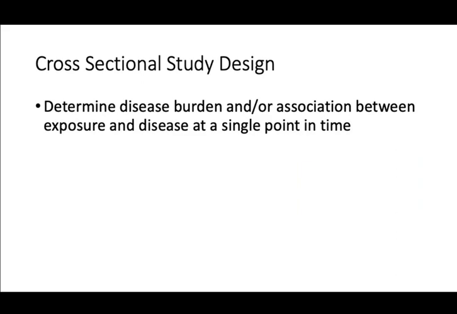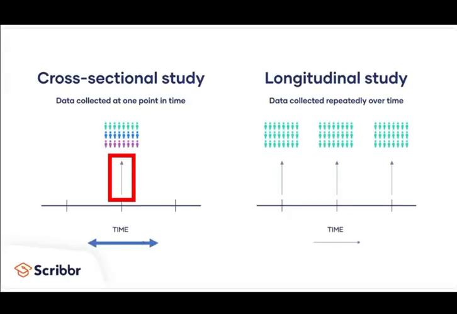First is the cross-sectional study design. It determines disease burden and or association between exposure and disease at a single point in time. As shown is the figurative description of a cross-sectional study compared to a longitudinal study. Take note that in cross-sectional study, the study population is selected from a single target population without regard to exposure or disease status, which means it only shows a snapshot and is non-directional. Prevalence of the exposure and outcome is determined at the same time.